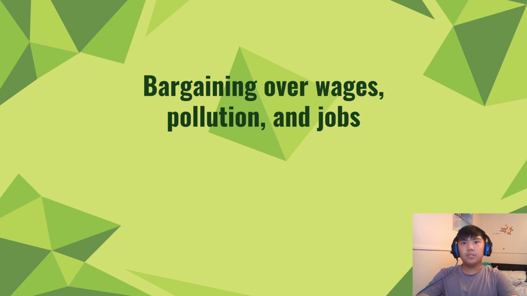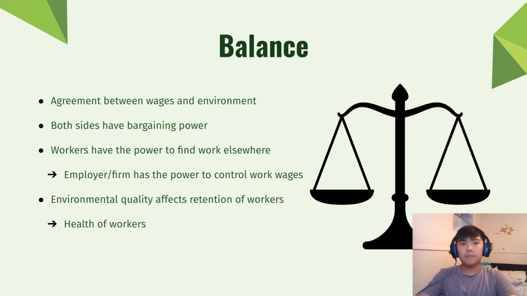And so we move on to bargaining wages, pollution, and jobs. Balance is important between the workers' wages and the environment, as these are potential factors that can shift people toward two different directions. Both sides of the workers and employer have their own respective situations of bargaining power.